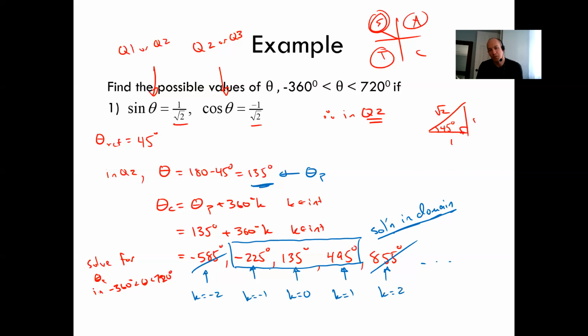Those three answers would be the angles that give me a ratio of 1 over root 2 when I take the sine of it, and negative 1 over root 2 when I take the cosine of it. Nifty.